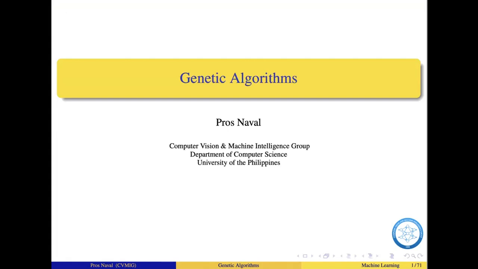which are a class of algorithms that are commonly used to generate high-quality solutions for problems in optimization and search. So these algorithms rely on biologically inspired operators such as mutation, crossover, and selection.